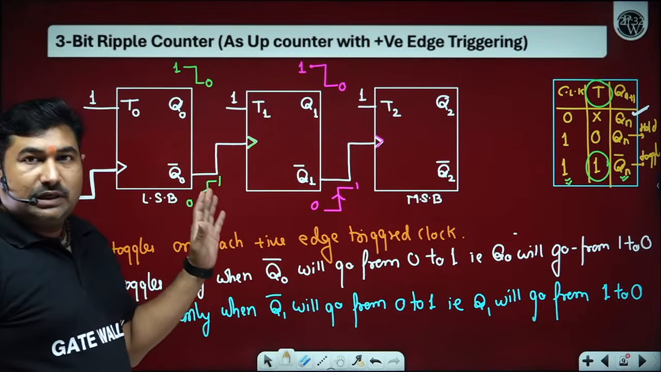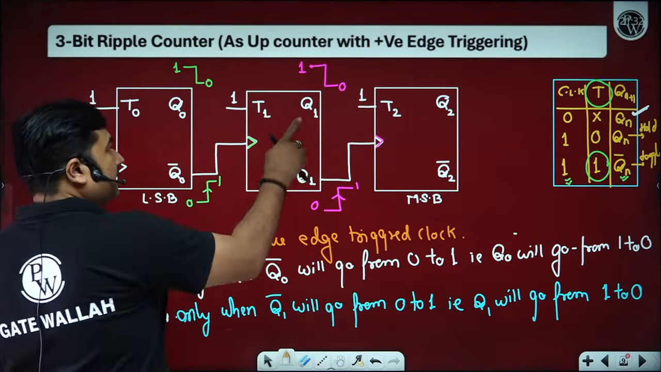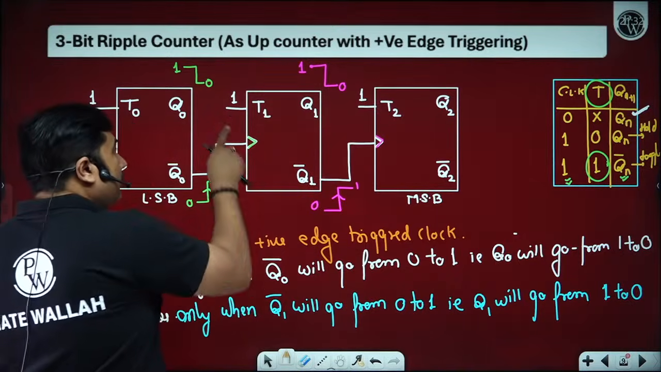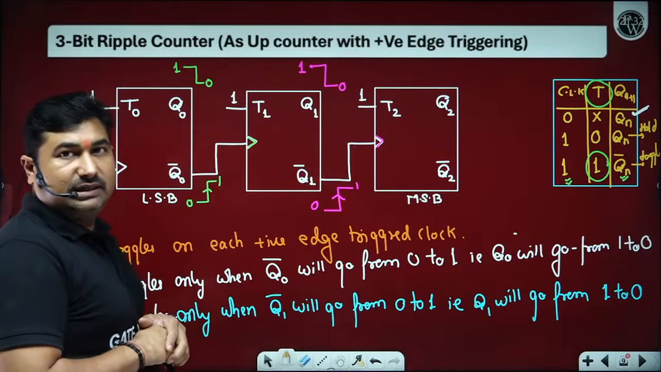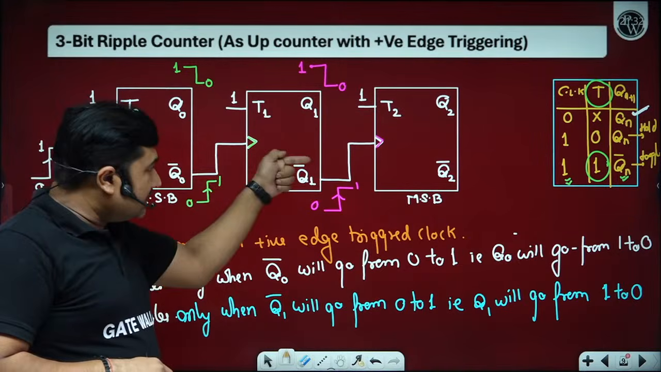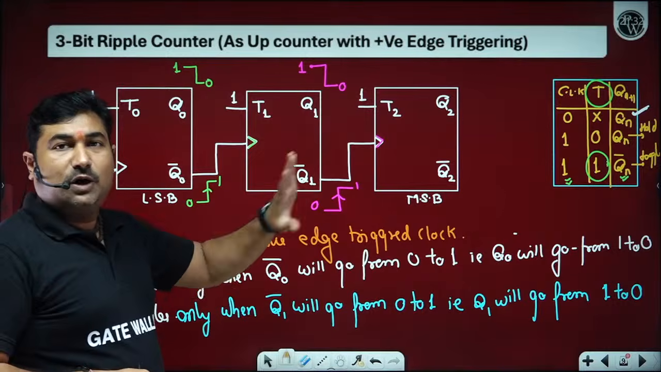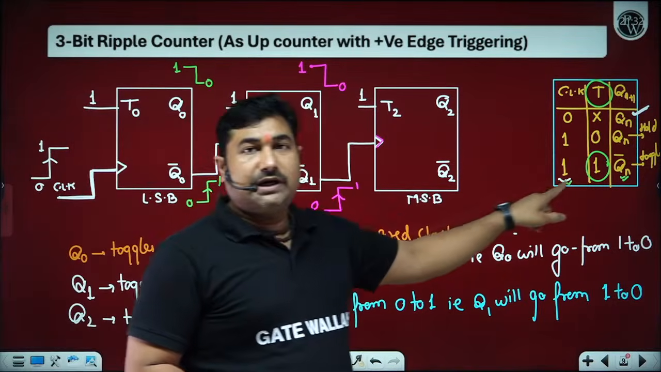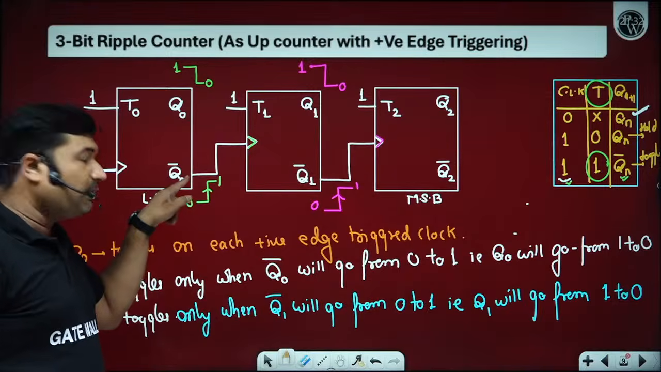Hoping all of you are able to understand. Great. Now please observe here. We have T1 equals 1. But unless there is a clock appearing on this flip-flop, the output will not change. The output will change only when a clock appears on the flip-flop and the clock is positive edge triggered.